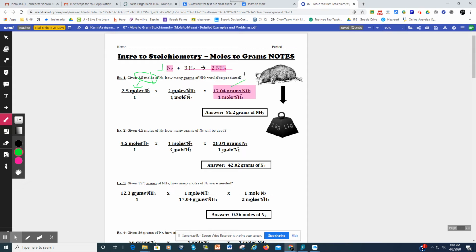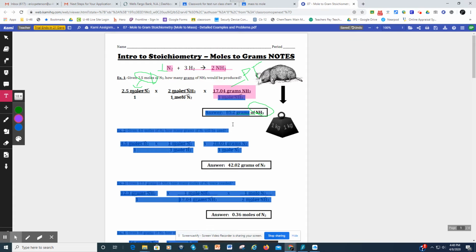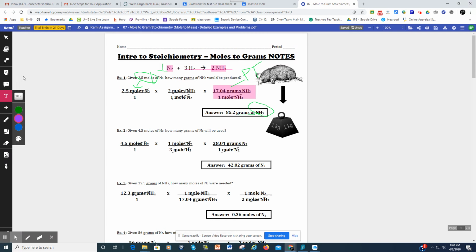Now, where did this come from? This number came from the periodic table. Take 1 N and 3 H's, add them together, 17.04. Then when you're done, because everything's crossed out, you're left in grams, and you go 2.5 times 2 times 17.04 equals, divide by 1 equals, and you get 85.2 grams of NH3. Again, you have to have the units, and the item, whether it's a compound or an element.